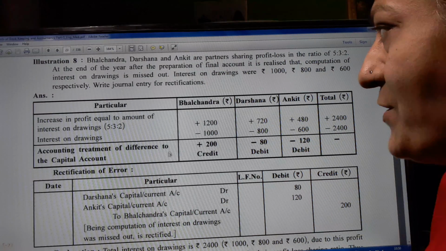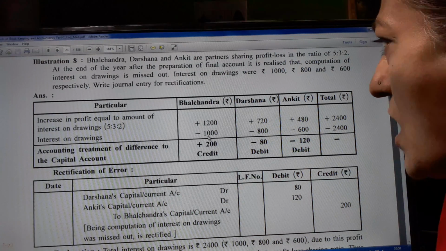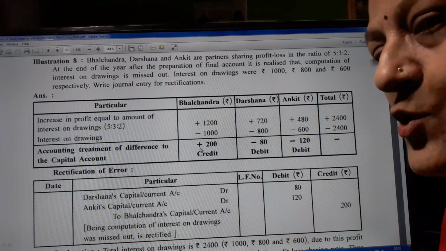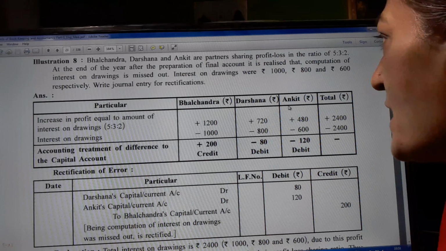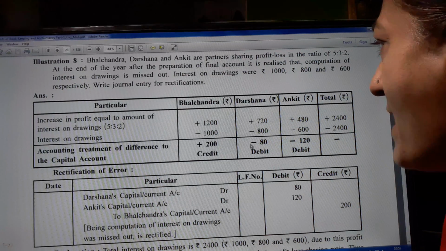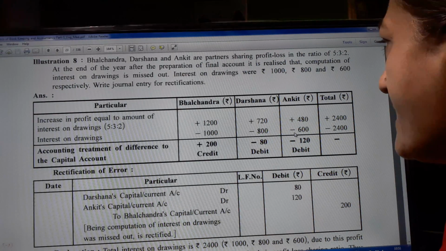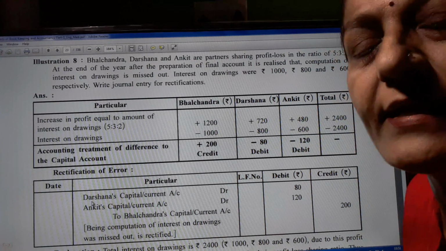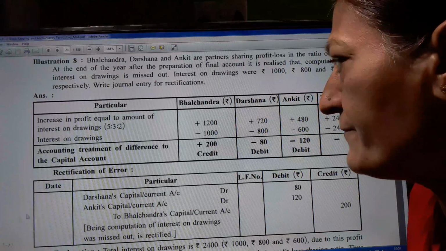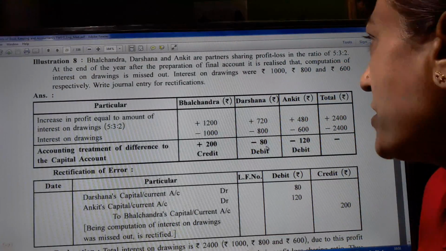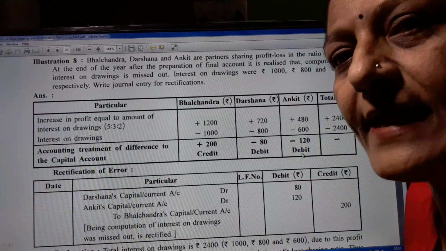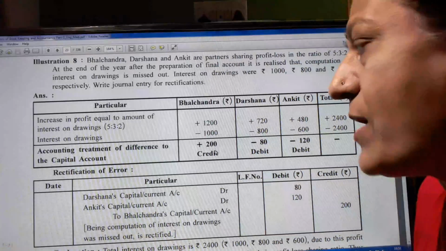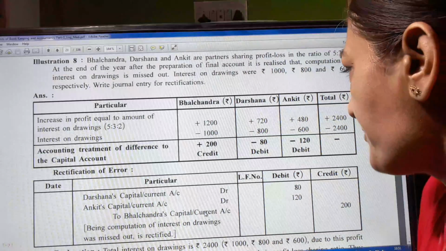Now the accounting treatment of the difference: 1,200 minus 1,000, then we get 200. It is a credit because 200 is a positive amount. Here 720 minus 800 is minus 80, a debit. 480 minus 600 is minus 120, it is a debit, because we know that when there is a negative amount, then we have to write debit. Now here Darshana's and Ankit's amounts are negative, so we write debit, and Bhalchandra's amount is positive, so we give him the credit effect.